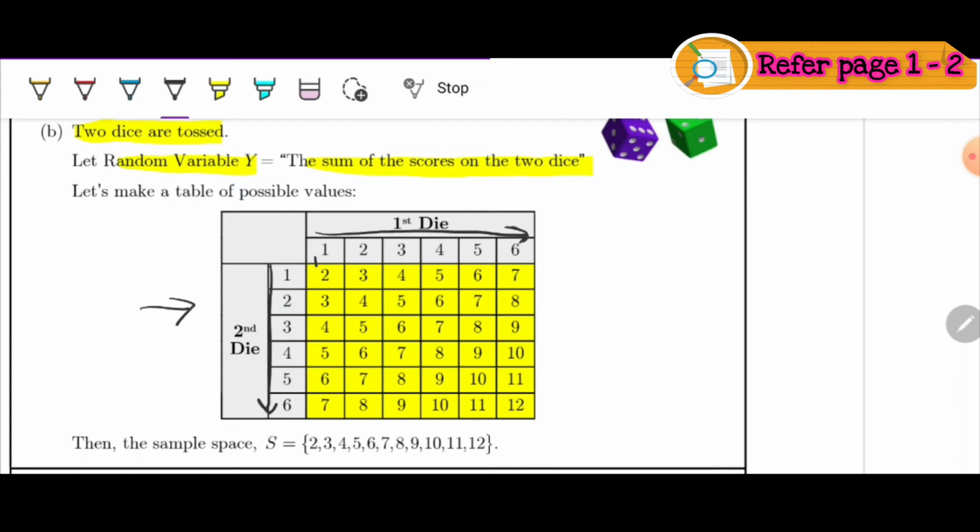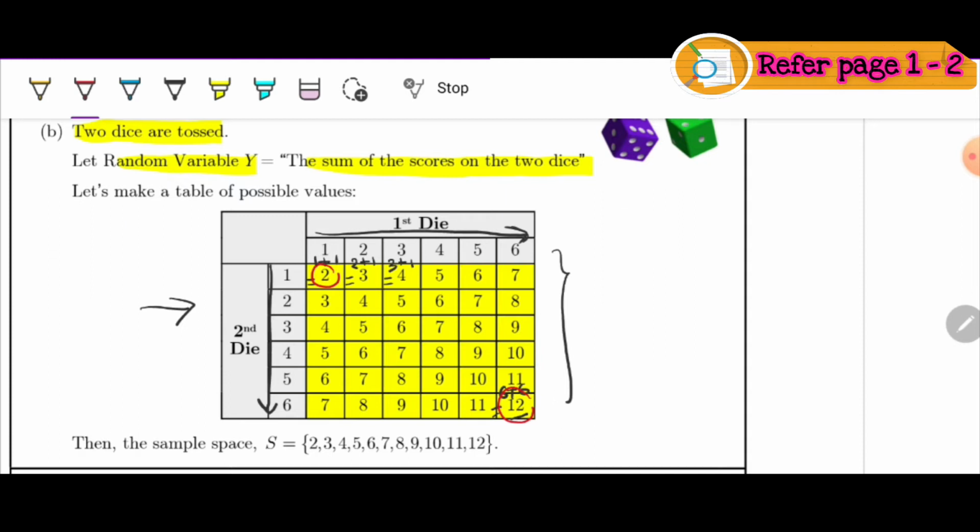If the first die you get 1 and the second die you get 1, so the sum of the scores is 2. If the first die you get 2 and the second die you get 1, so the sum of the scores is 3. Here means 3 on the first die and 1 on the second die. So the sum is 4. Continue the process until the biggest number on the dice, which is 6 and 6. And the sum is 12. From this table, you can see that the smallest value is 2 and the biggest value is 12.